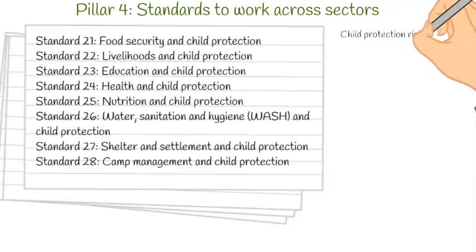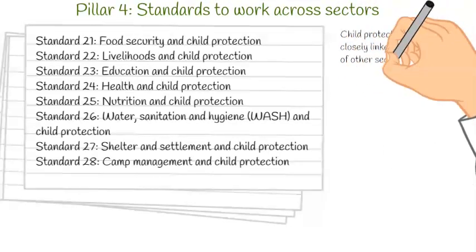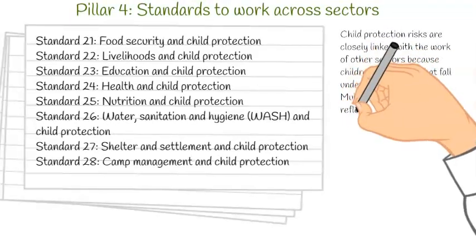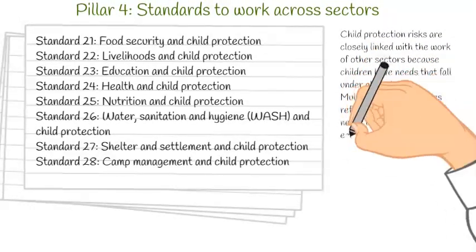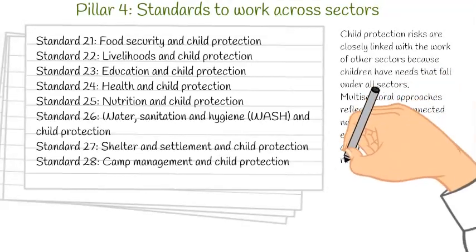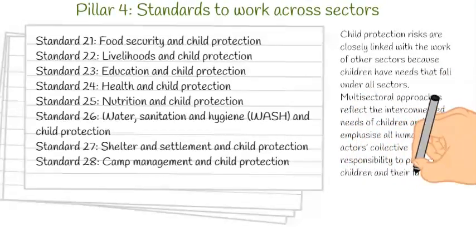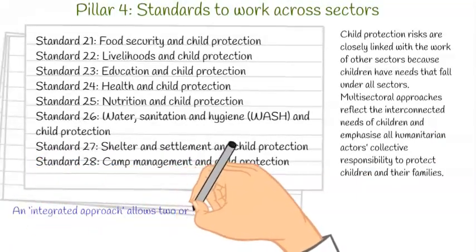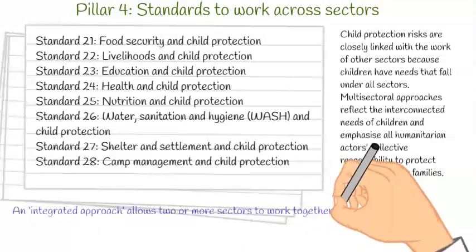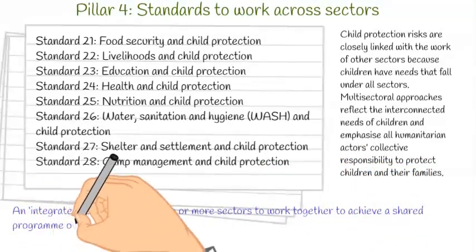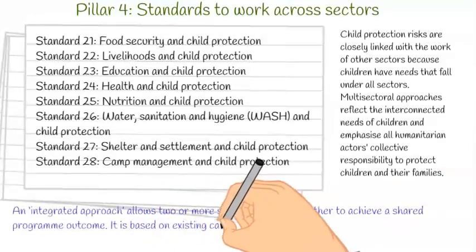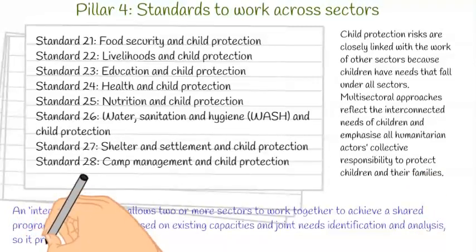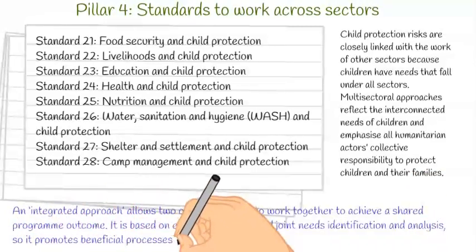Child protection risks are closely linked with the work of other sectors because children have needs that fall under all sectors. Multi-sectoral approaches reflect the interconnected needs of children and emphasize all humanitarian actors' collective responsibility to protect children and their families. An integrated approach allows two or more sectors to work together to achieve a shared program outcome(s). It is based on existing capacities and joint needs identification and analysis, so it promotes beneficial processes and outcomes for all sectors involved.